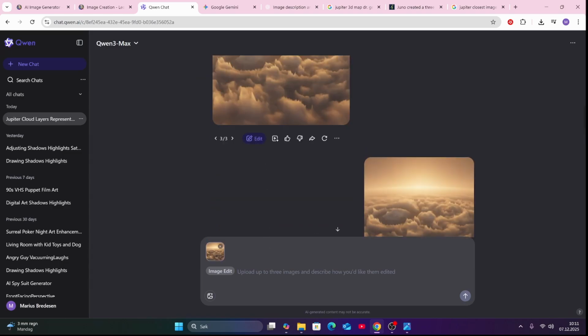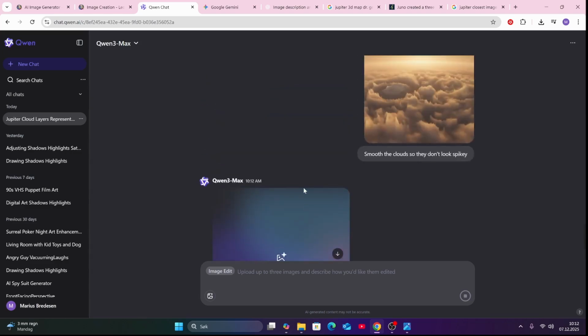So, smooth the clouds so they don't look spiky. Excuse me, USB keyboard here.